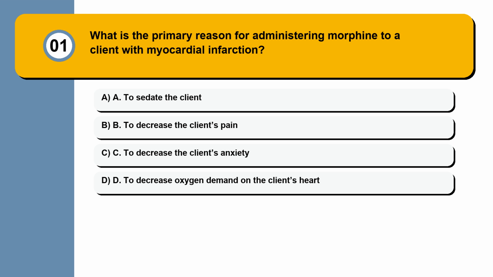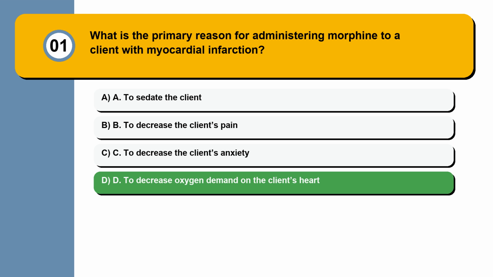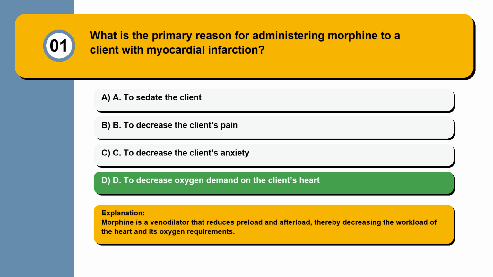Question 1. What is the primary reason for administering morphine to a client with myocardial infarction? A. To sedate the client. B. To decrease the client's pain. C. To decrease the client's anxiety. D. To decrease oxygen demand on the client's heart. Morphine is a vasodilator that reduces preload and afterload, thereby decreasing the workload of the heart and its oxygen requirements.